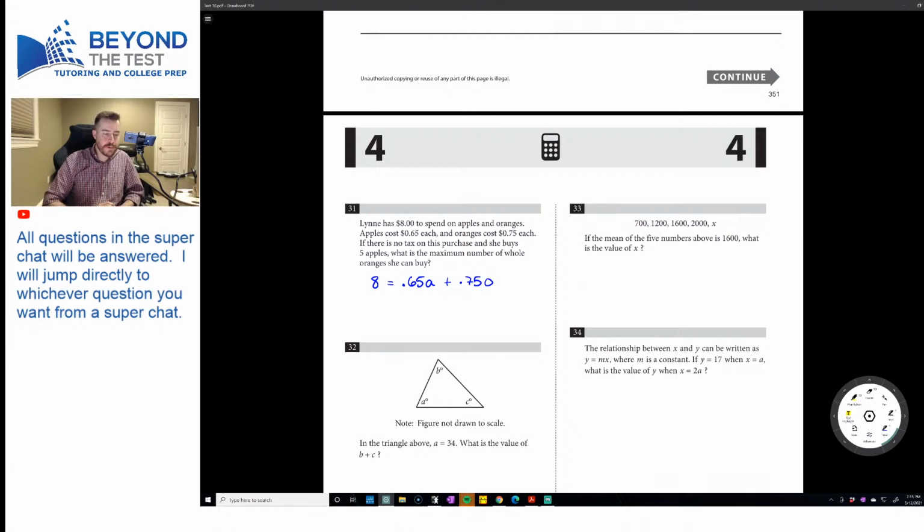Okay, now she's going to buy 5 apples. So right away I'm going to put the 5 in for the A here, times 5. And we're going to leave our O for oranges. And to figure out how many oranges she can buy, we have to solve for O. Now technically, I put equals here, but the amount we can buy actually has to be, I should change this, less than or equal to 8 here. It shouldn't make too much of a difference, I don't think, for this problem.